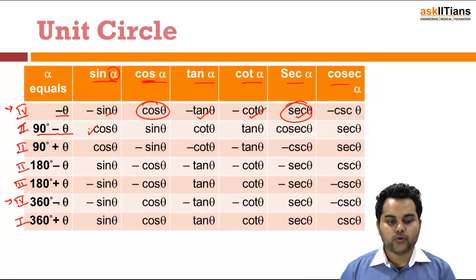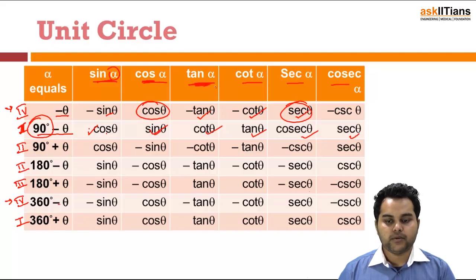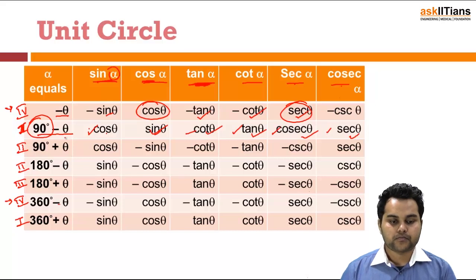If I have a look at the first quadrant, all of them should be positive, and hence they are positive. Just that it's an odd multiple of pi by 2 in the angle, so the ratios would change to sine cos, tan cot, and sec cosec. So sine of 90 minus theta would be cos theta, cos of 90 minus theta is sine theta, tan of 90 minus theta is cot theta, cot of 90 minus theta is again tan theta, sec of 90 minus theta is cosec theta, and cosec of 90 minus theta is sec theta.